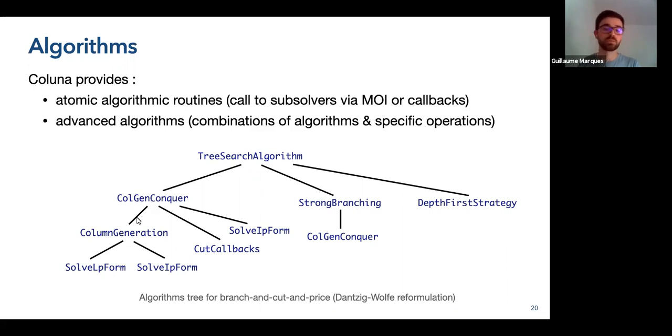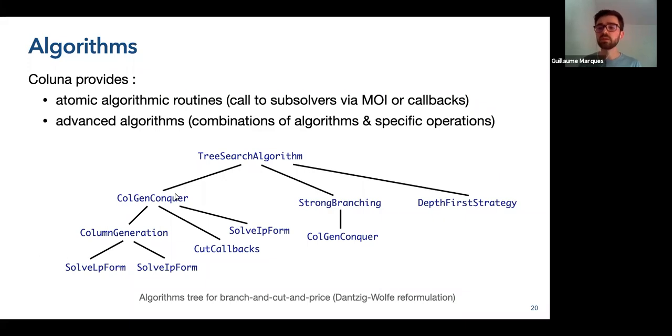And cut-gen conquer will call column generation. When it converges, it looks for violated inequalities with the cut callback. If there are violated inequalities, we run column generation again. Otherwise, we try to improve the master with solve IP form. So the goal is to avoid duplication of code. It's just software good practice, but that's the goal. And when you define the parameters, it's a nested constructor. So you can define the parameters of solve LP form.